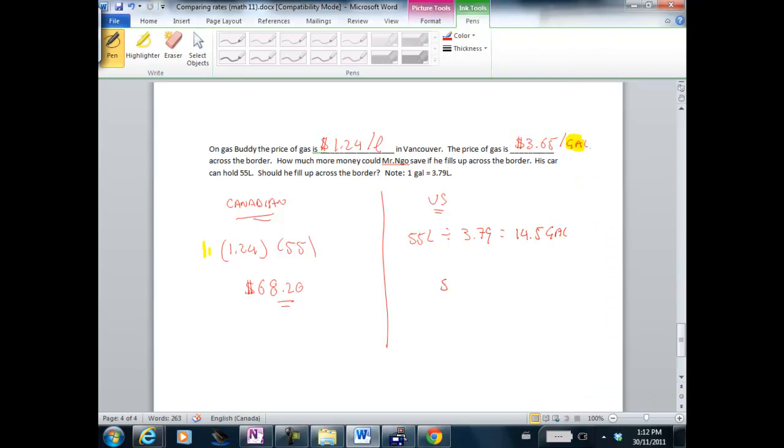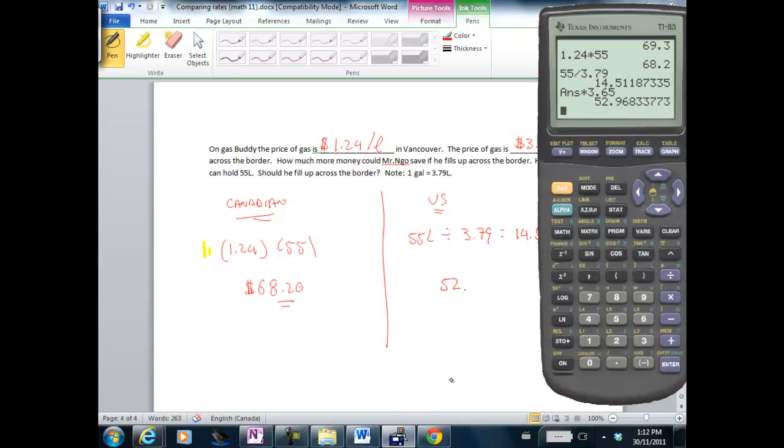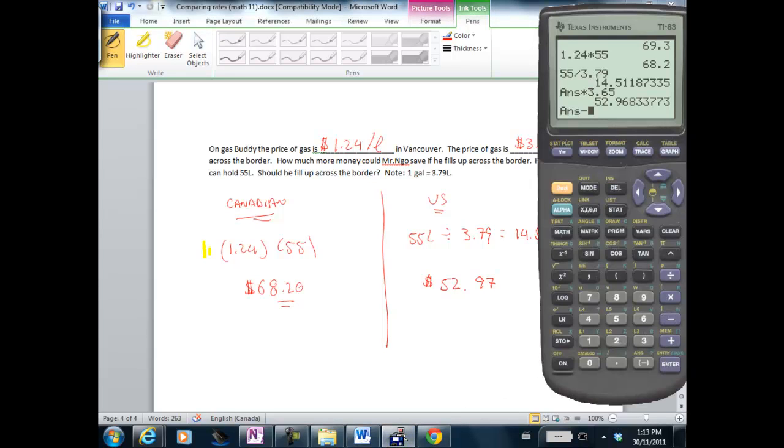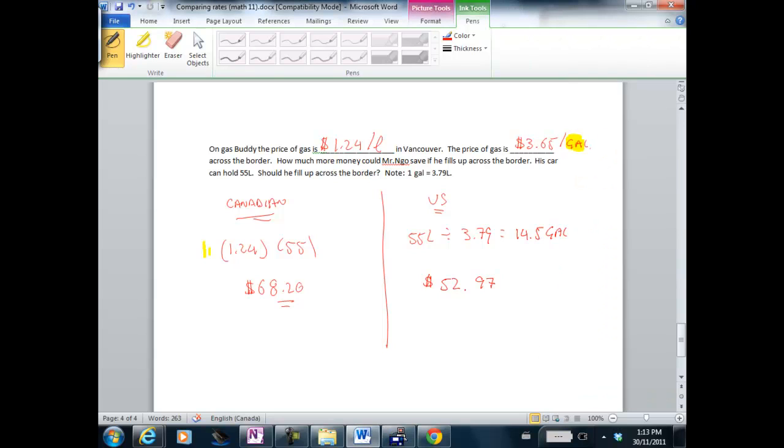Can't you divide the price by 3.7? 52.97. Nope. So guys and gals, really, if I go to the States, I would save $15.23. Okay, now the question is, is it worth it to travel to the States and just fill up gas?